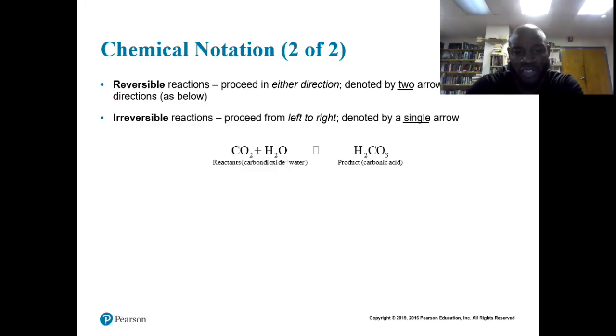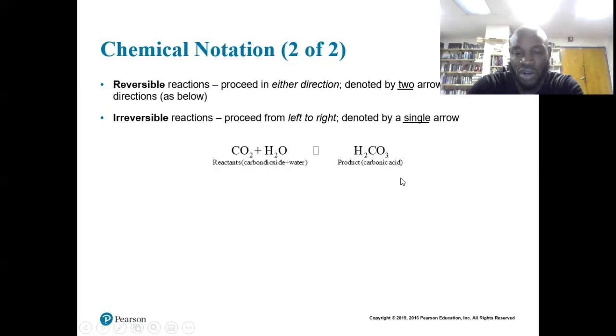It's not showing up here in the slide, but this is carbon dioxide plus water equals carbonic acid. And this is actually a reversible reaction. So you would have 2 arrows, one pointing from left to right, one pointing from right to left.